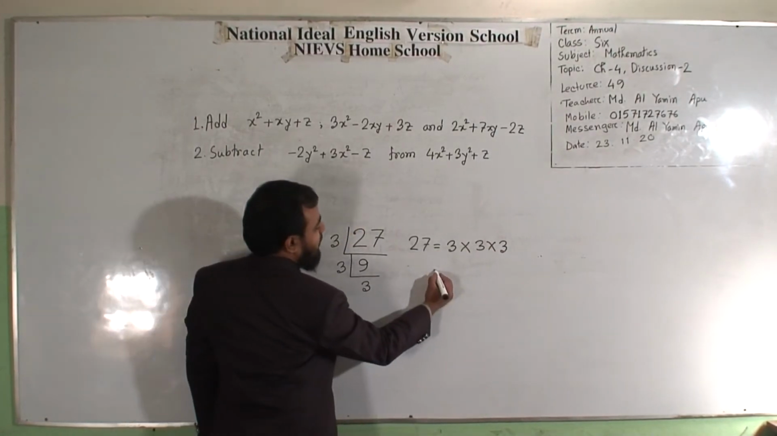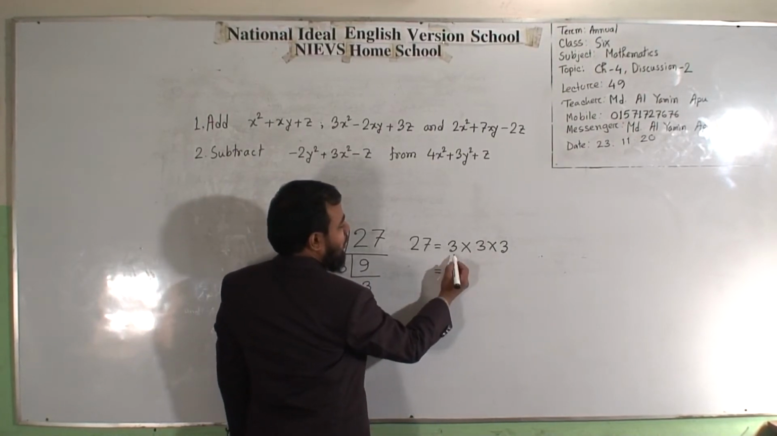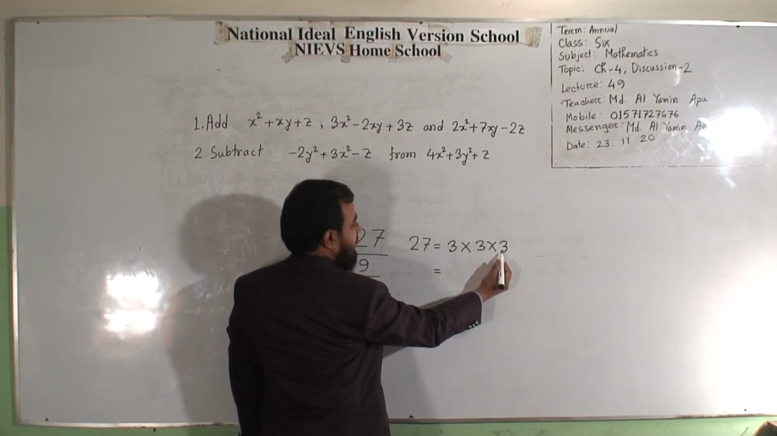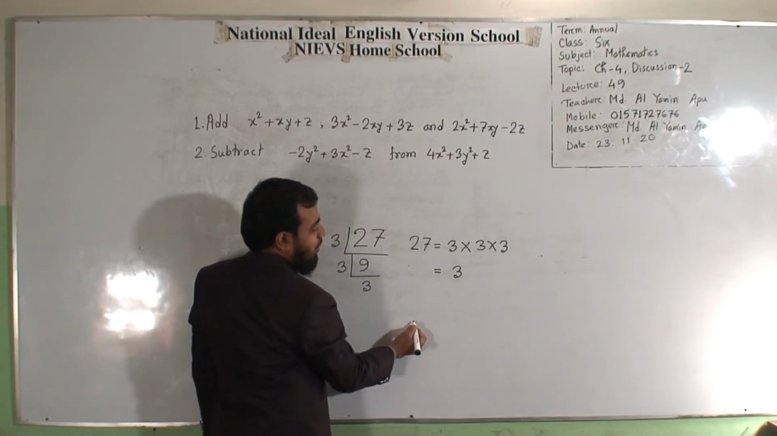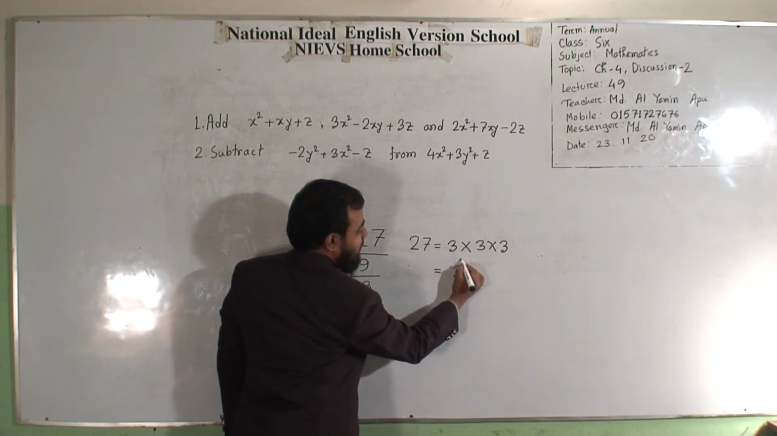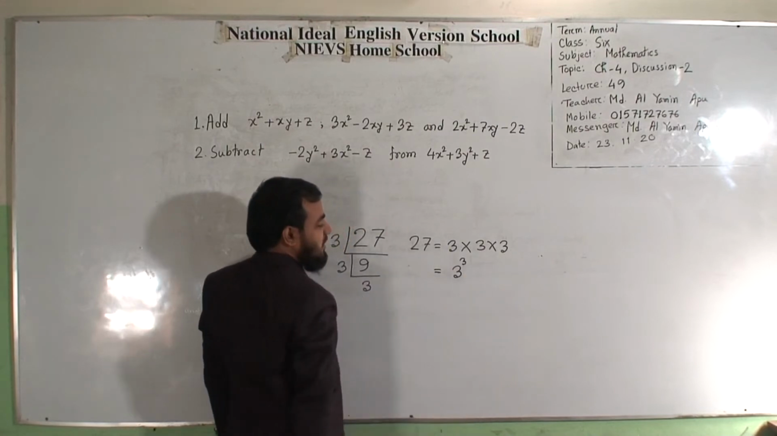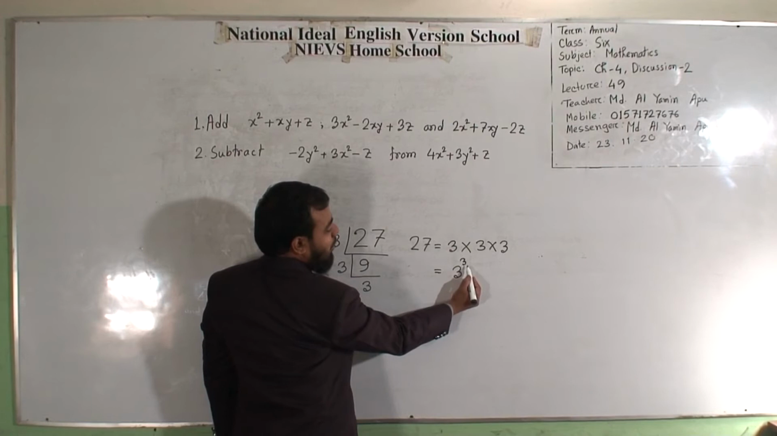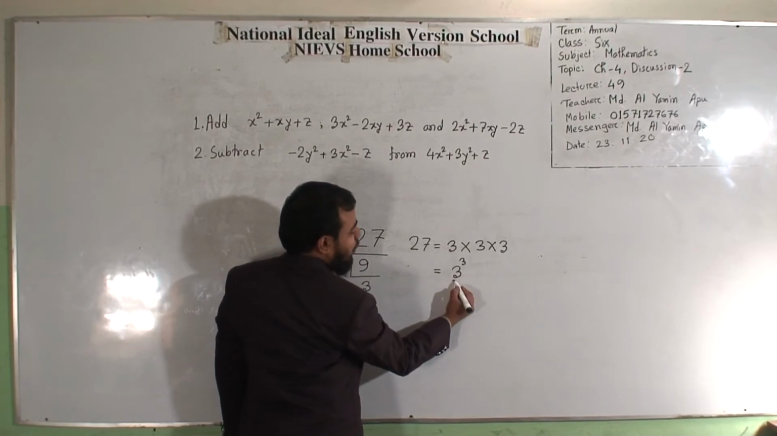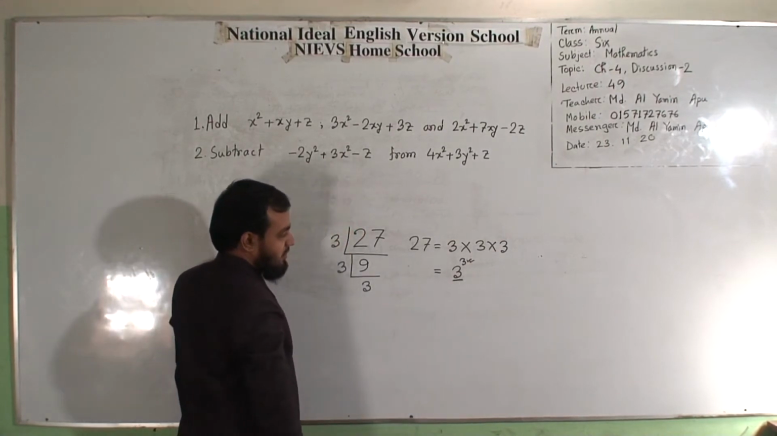That means we can write this as 3 3 3. All the multiplied numbers are 3. That is why our base will be 3 and our index or our power will be 3, because there are how many 3s? There are 1 2 3, three 3s. That is why we can write 3 to the power 3. Here 3 is called the base and this 3 is called the index.